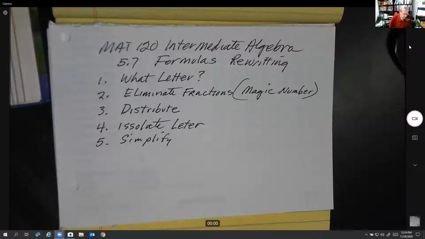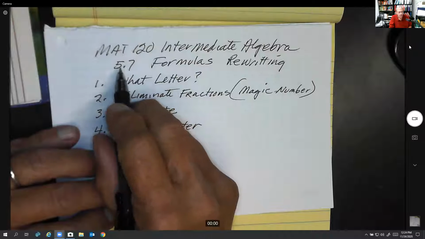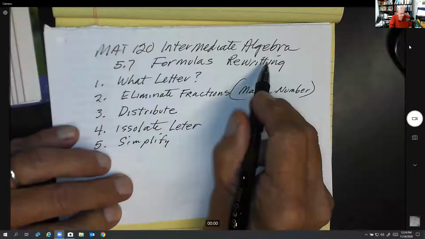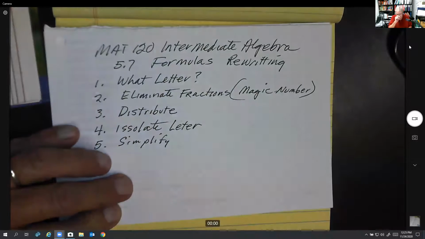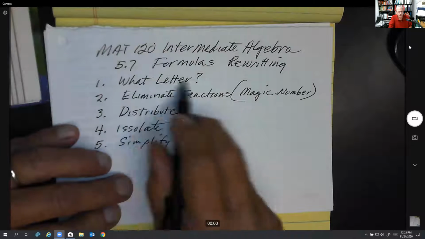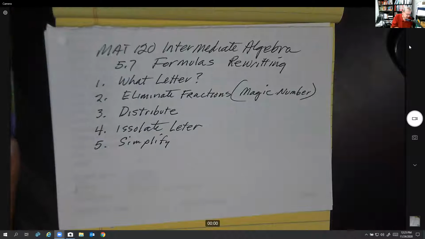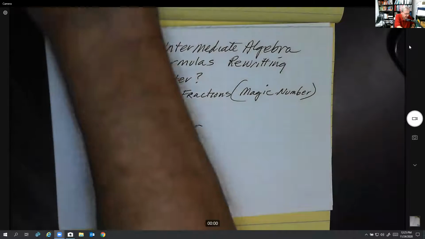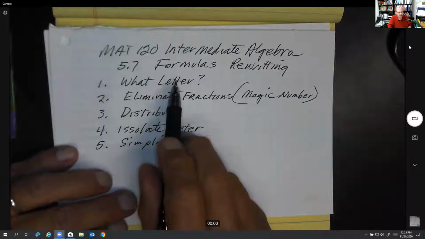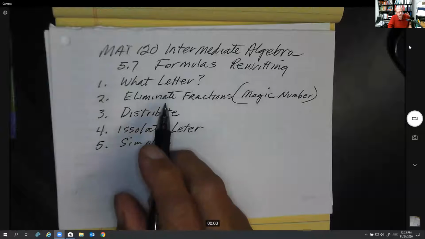So today in Mat120 Intermediate Algebra, we're going to talk about 4.7 rewriting formulas. I wrote down a couple of things that you want to consider when you're doing this. Number one, what letter are you trying to solve for? A lot of times students ask for the width and they're solving for the height or something like that. So you want to know what letter, is it a W, is it a capital R, what is it?